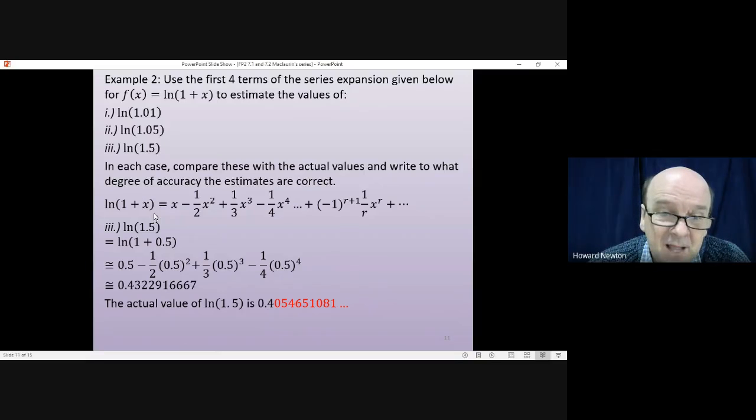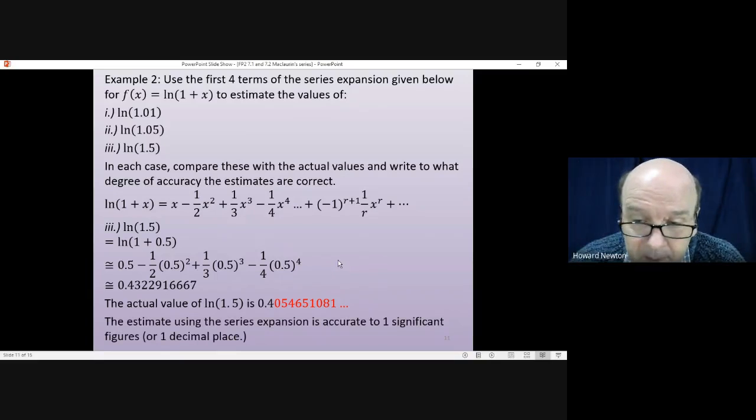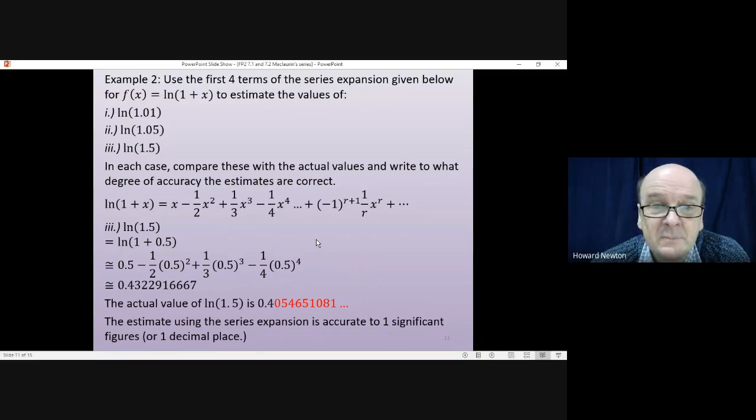And because the value of x is so much larger, the degree of accuracy of the estimate has gone down substantially. And in this case, the estimate using the series expansion, the first 4 terms, is only accurate to 1 significant figure or 1 decimal place.